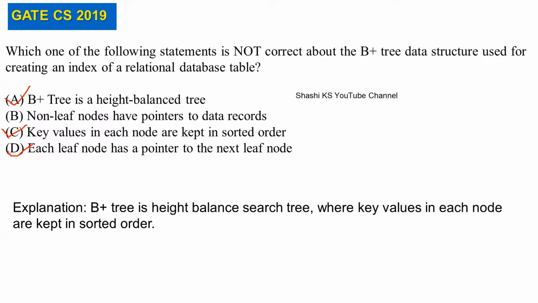Okay, then which one is not correct? Non-leaf nodes have pointers to data records. This is false. Only the leaf nodes will have data pointers pointing to the records containing the data. Non-leaf nodes will not have data pointers. Okay. So the answer to this question would be option B, non-leaf nodes have pointers to data records.